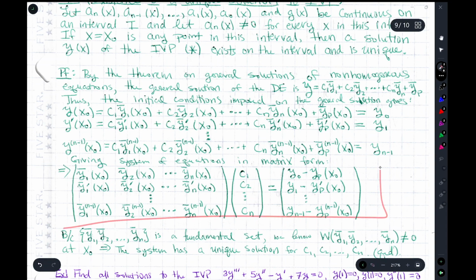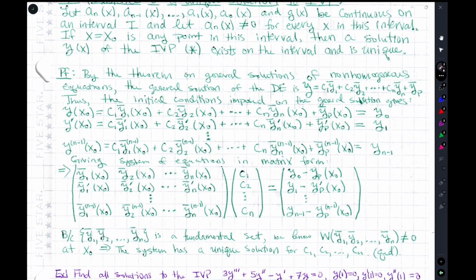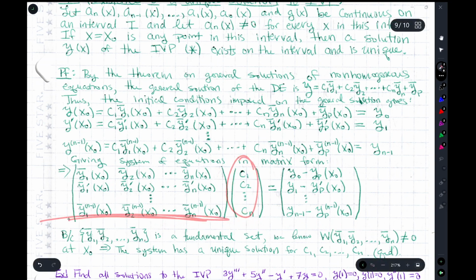Okay? We could rewrite this as a matrix equation. Just take that system up here and rewrite it as a matrix equation. You've got to move the y particulars to the other side. So that's what's happening there. This is just one column vector, and this is your matrix. Now, when can we get a unique solution for this? That occurs when the determinant is non-zero.